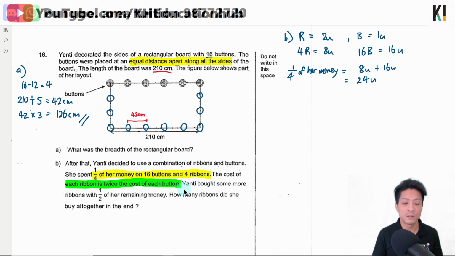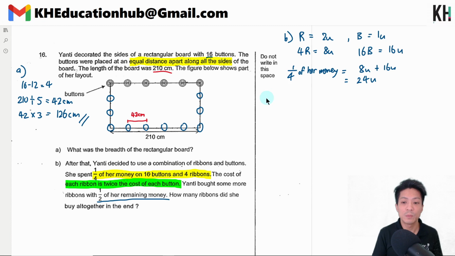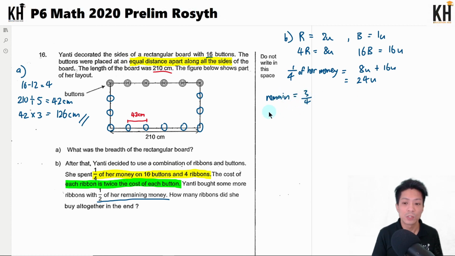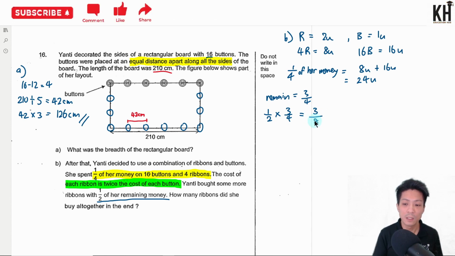Okay, then after that, Yanti bought some more ribbons with half of her remaining money. Okay, so the remaining will be 3/4, right? So half of her remaining money, you need to do half times 3/4. Okay, this is gonna give you 3/8. Okay, so now I want to find out this 3/8 is how many units, right?